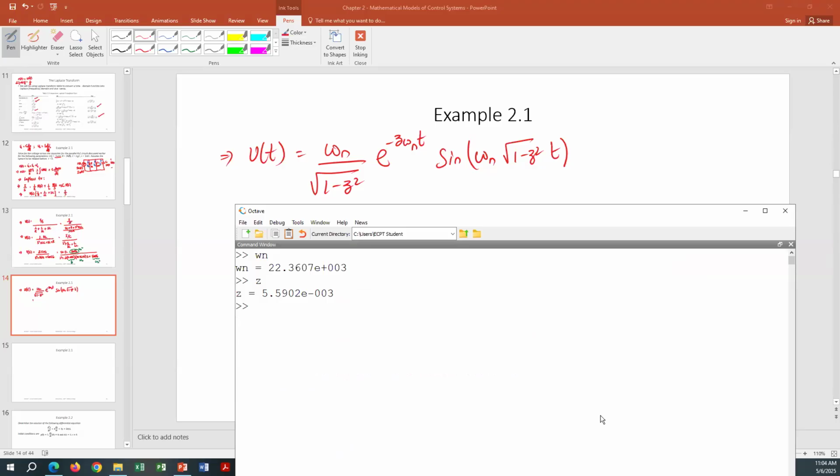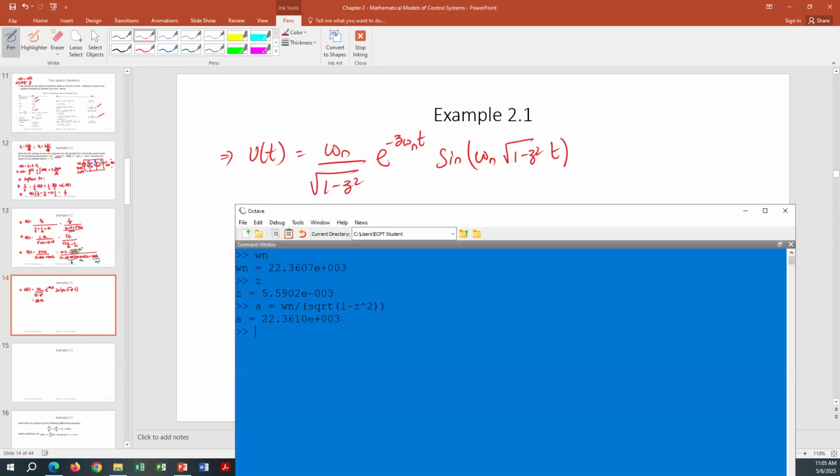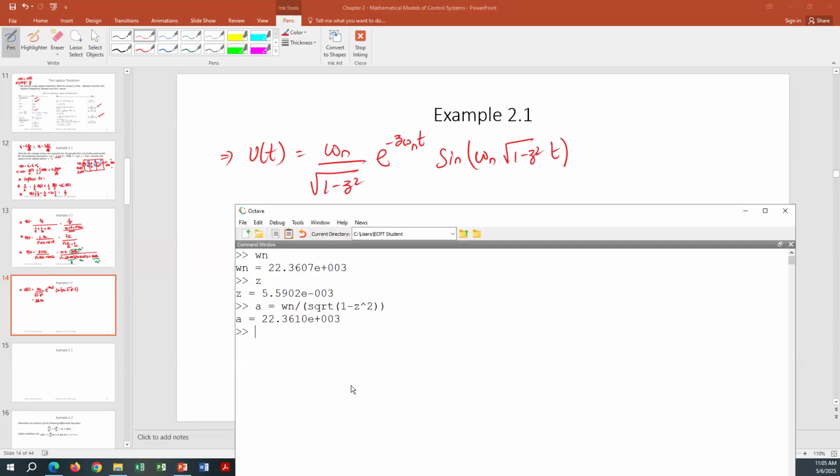So let's say A is omega n divided by square root of 1 minus zeta squared. 22.36 exponent 3, and 1 minus zeta squared is 1 basically, because zeta is small, so it's the same thing. 22.36. And then negative zeta omega n.